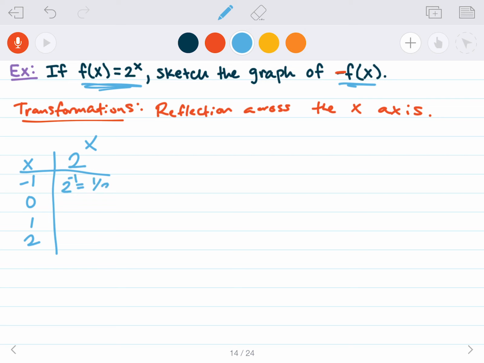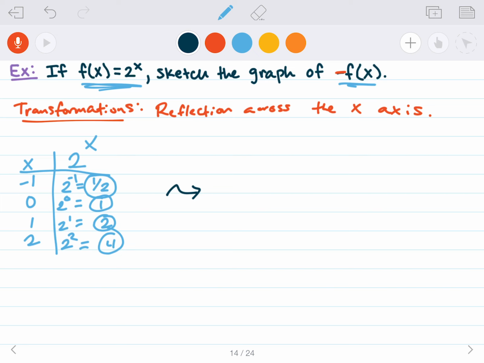a half, right? 1 over 2 to the 1. 2 to the 0 is 1. 2 to the 1 is 2. And 2 to the second power is 4. So these are my y values for my parent graph. Now I want to look at my transformed graph.